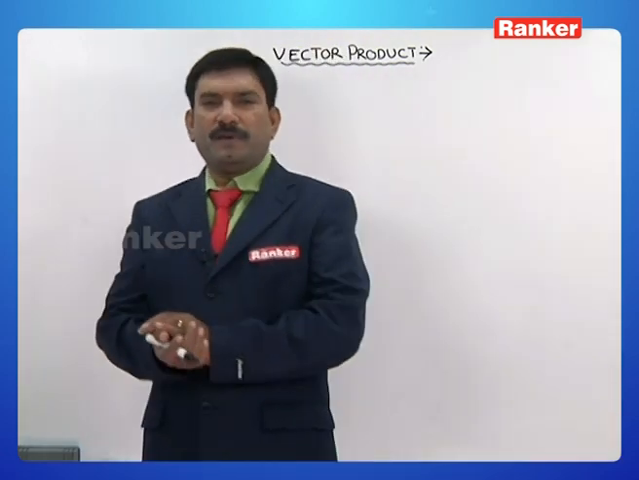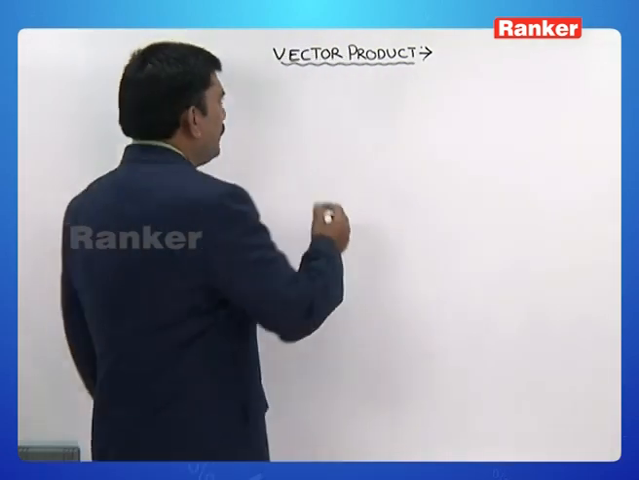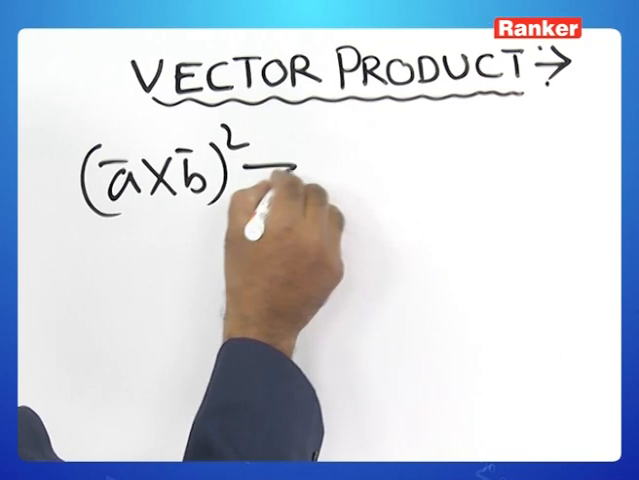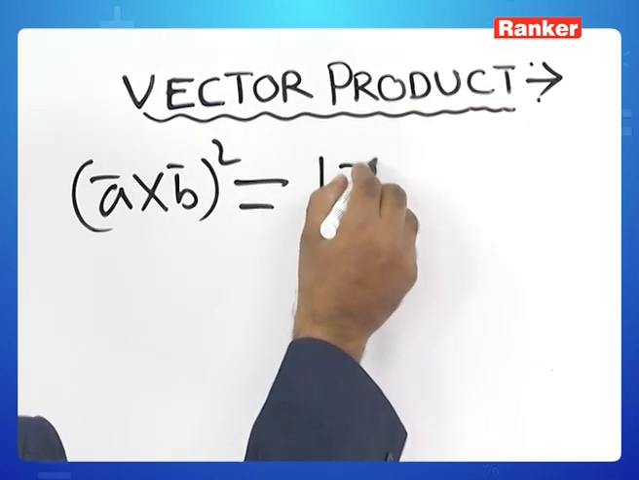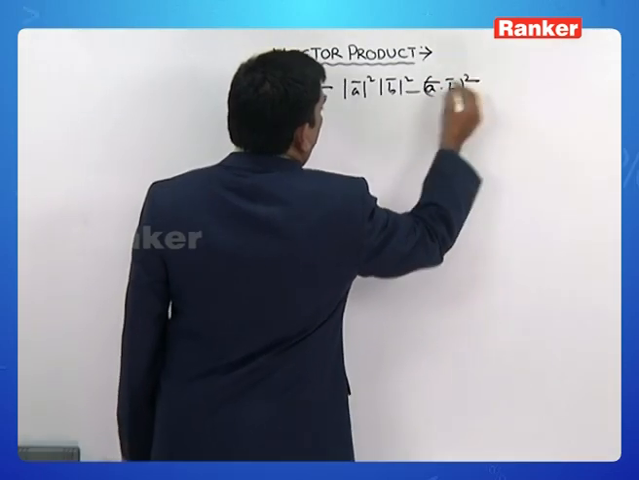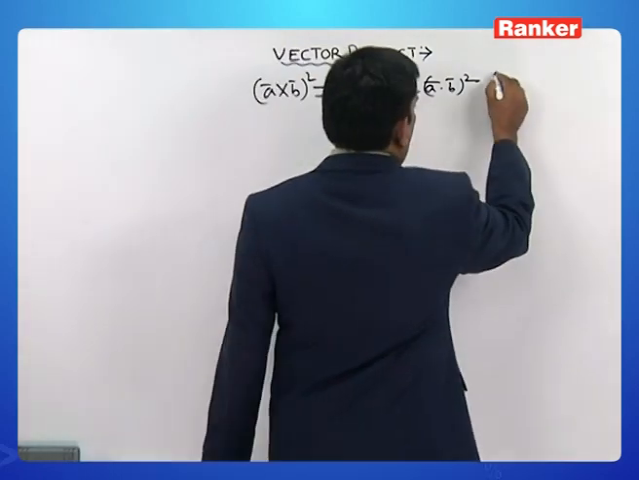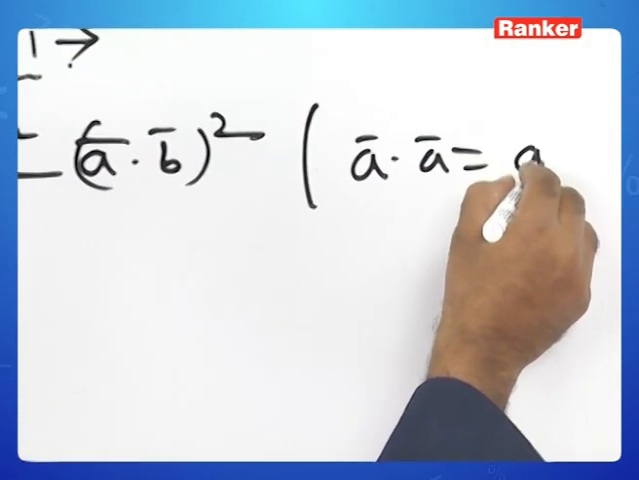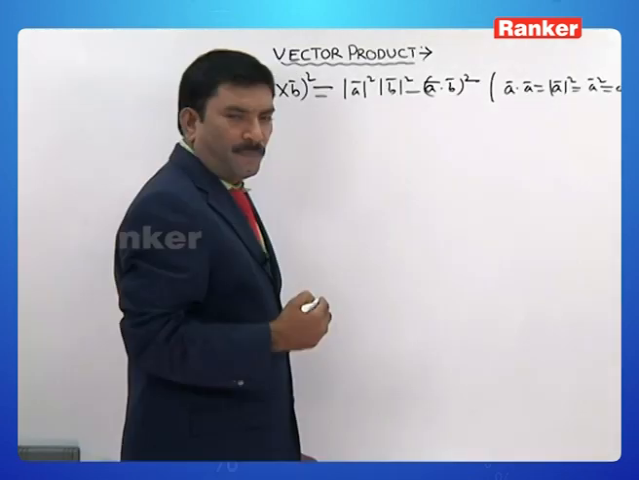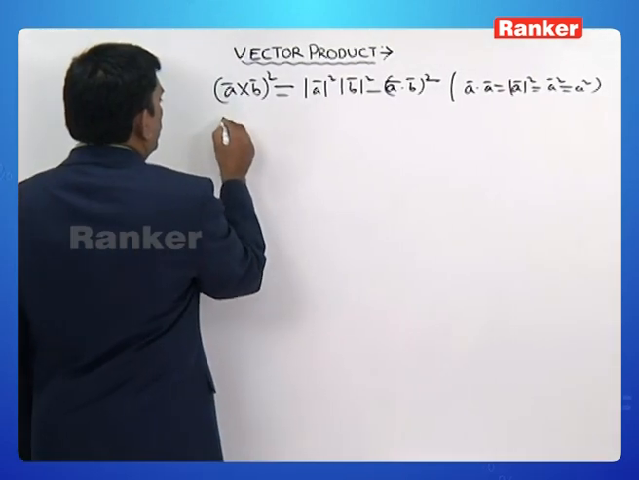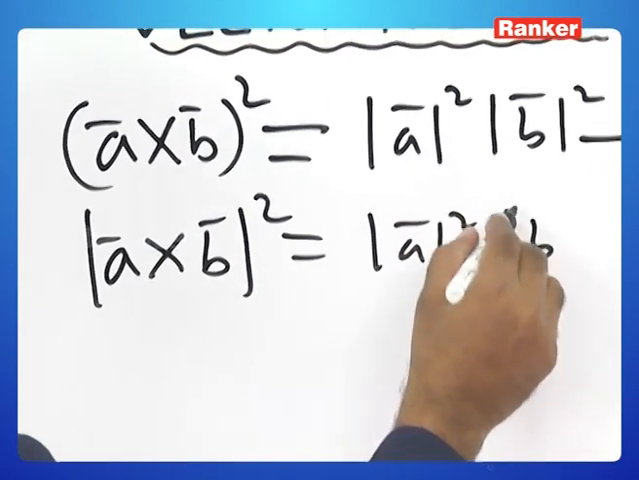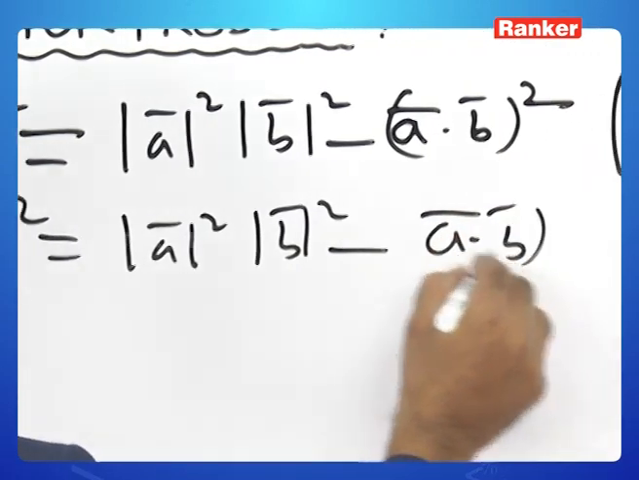Let us recall the property we have discussed earlier. |A bar cross B bar|² is equal to |A|²|B|² minus (A bar dot B bar)². As we know already, A dot A is equal to |A|², which is A bar square or else A square. By using that, I can write |A bar cross B bar|² is equal to |A|²|B|² minus (A dot B)².